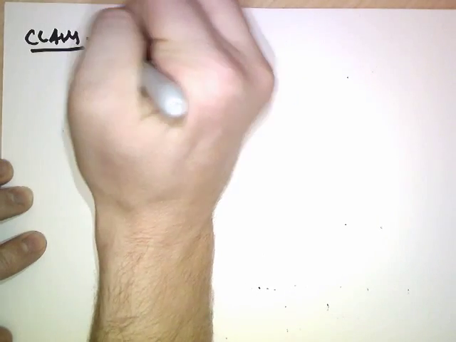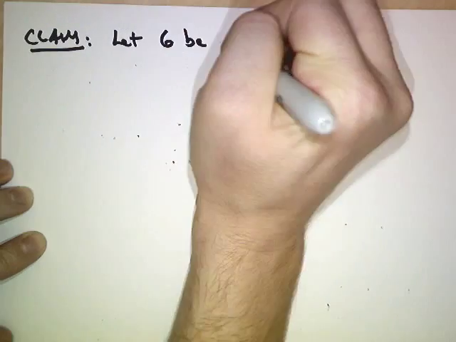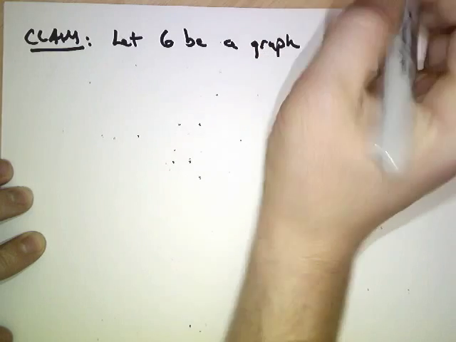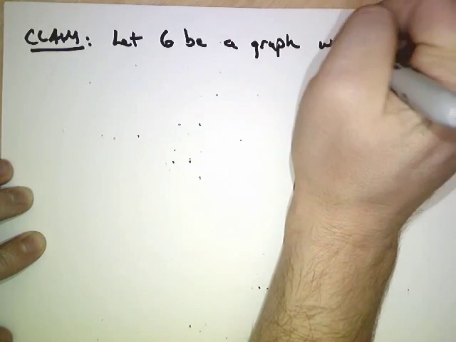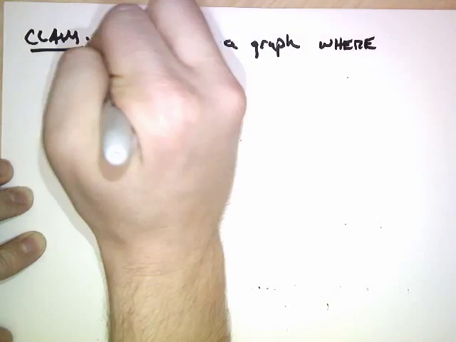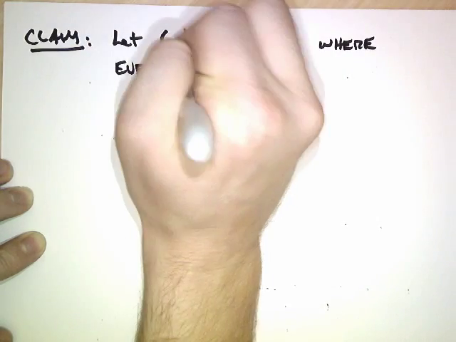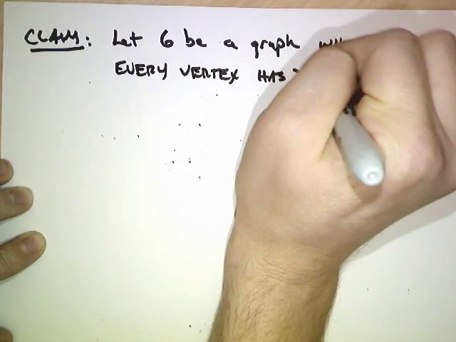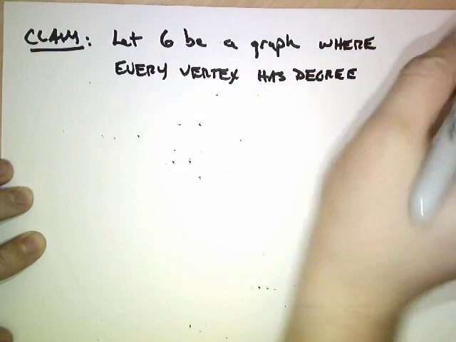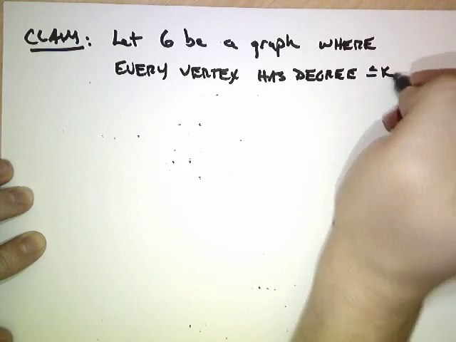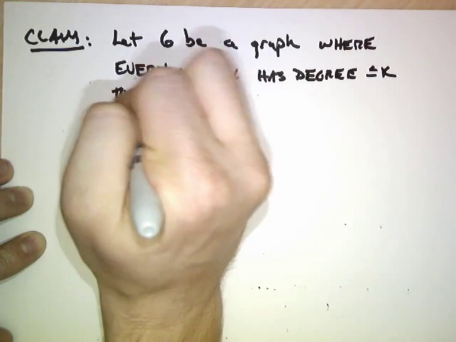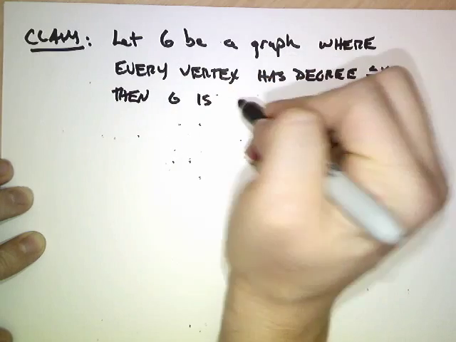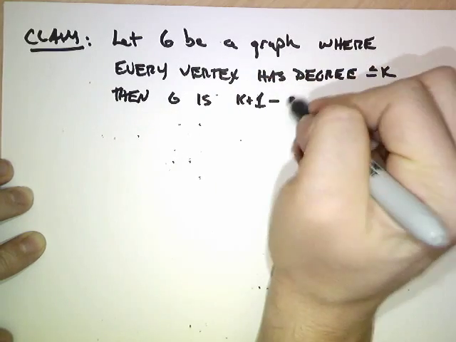Let's prove an even more interesting claim about graphs. So let G be a graph where every vertex has degree less than or equal to k. Then the claim is that G is k plus 1 colorable.